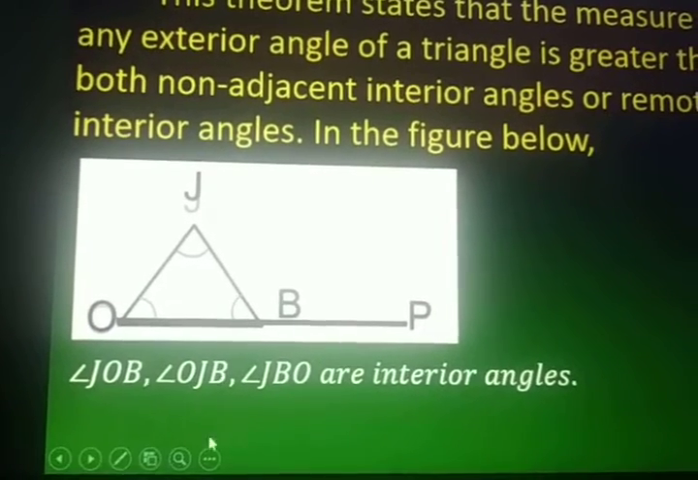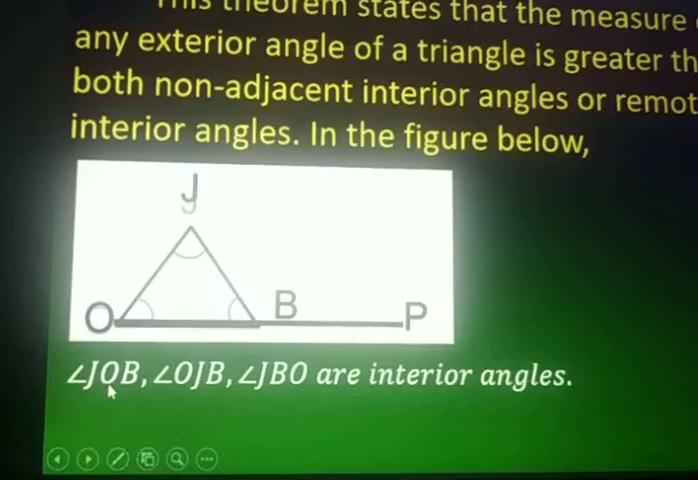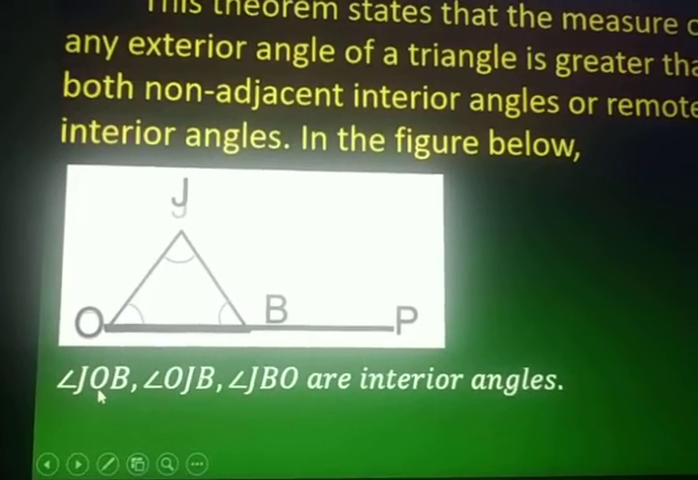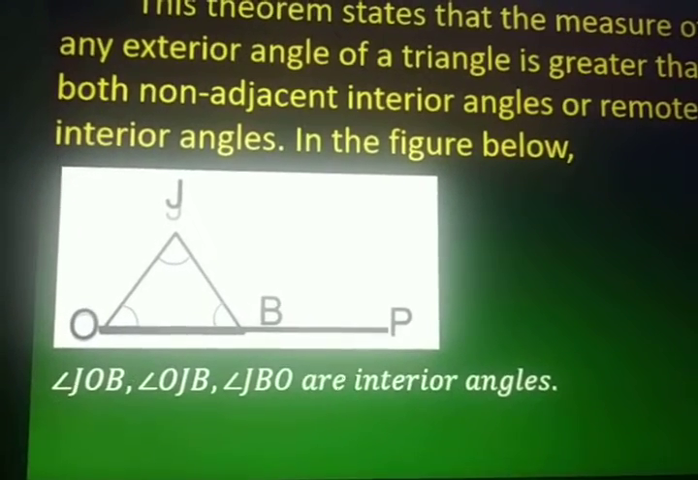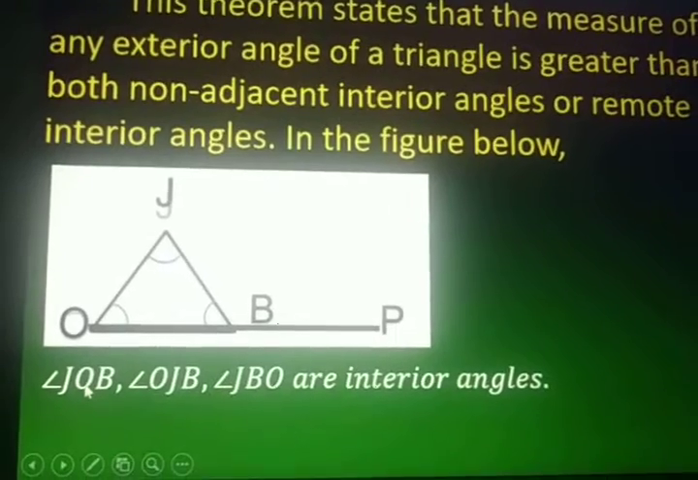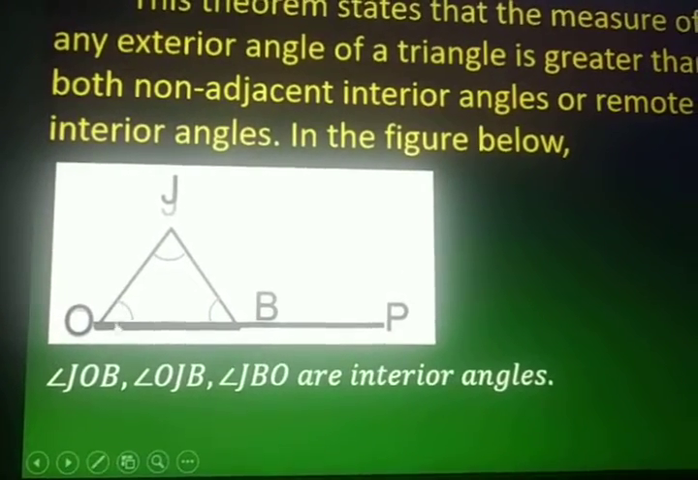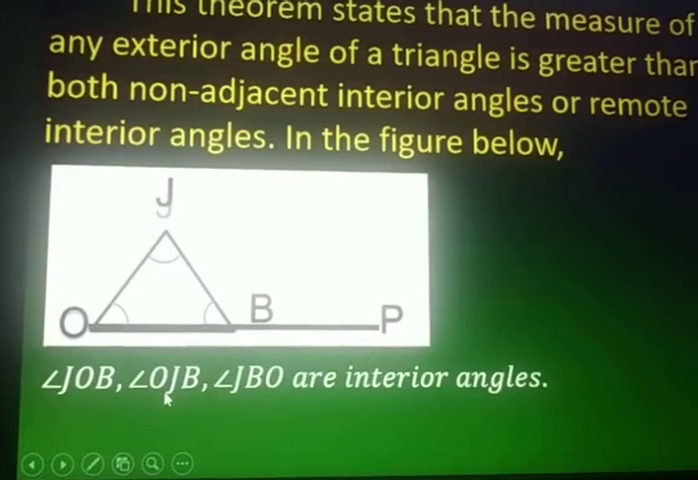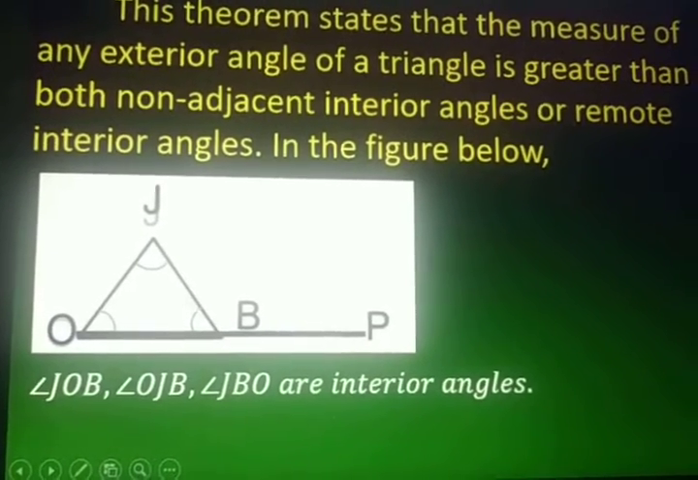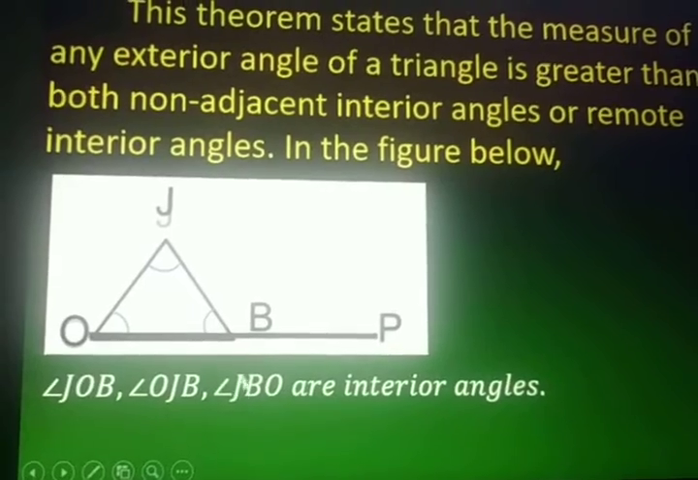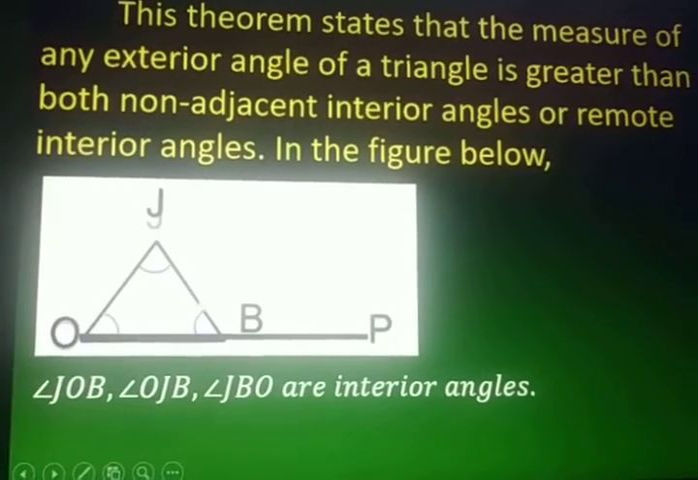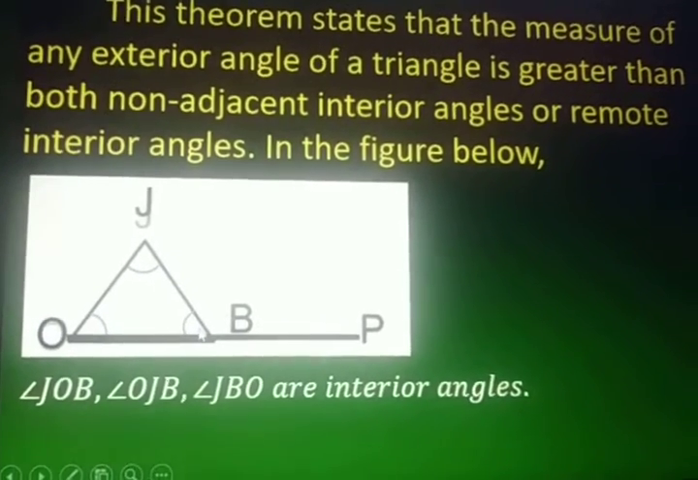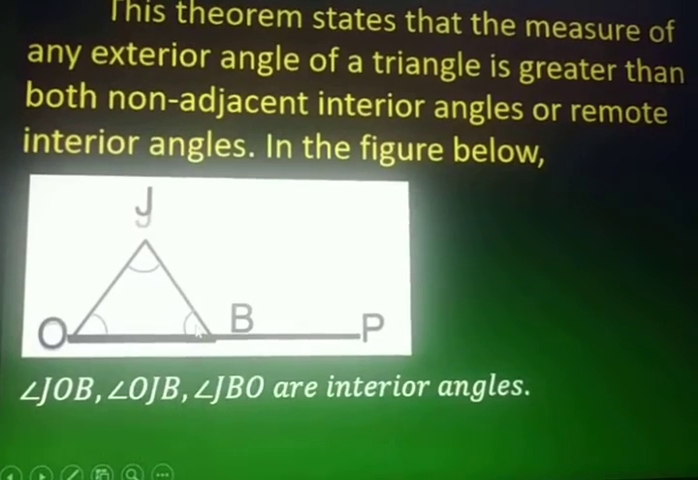Please take note, the names of the angles are there. I use the 3 letters so that you will not be confused. Concentrate only on the middle letter. Angle O there is angle JOB. Angle J here is angle OJB. And the inside or interior angle is angle JBO, which I'm referring to the angle inside the triangle.